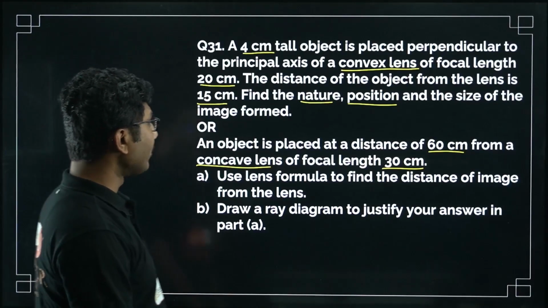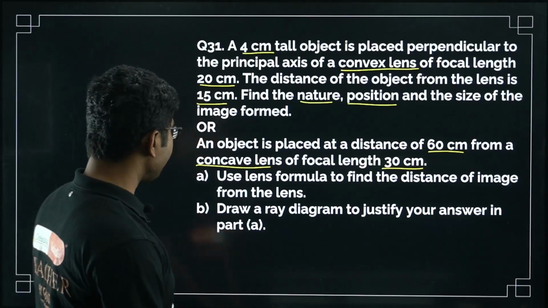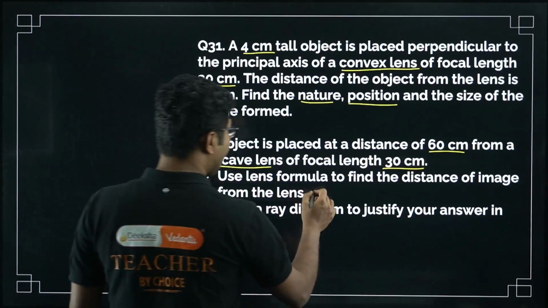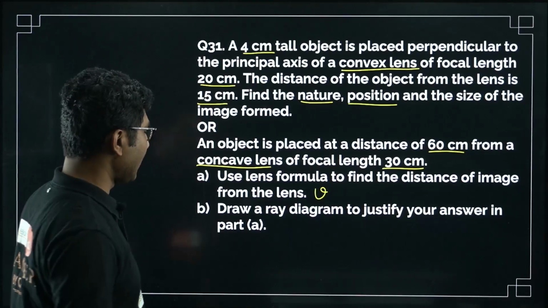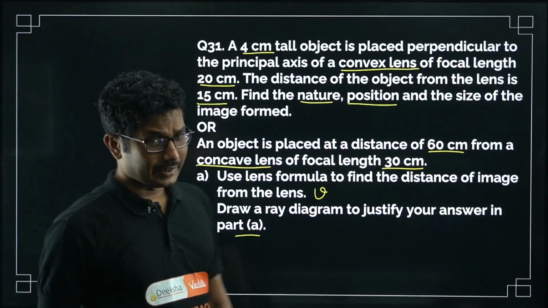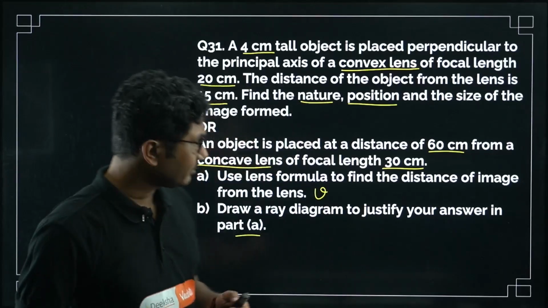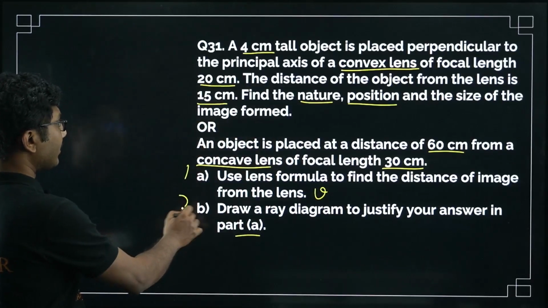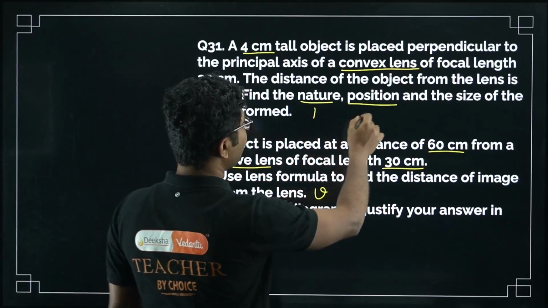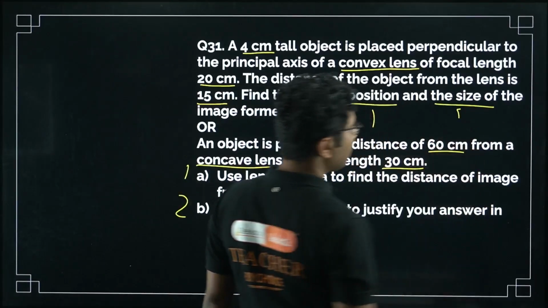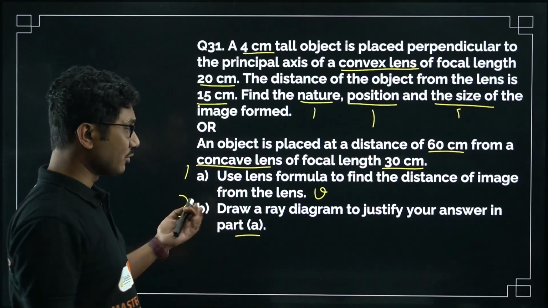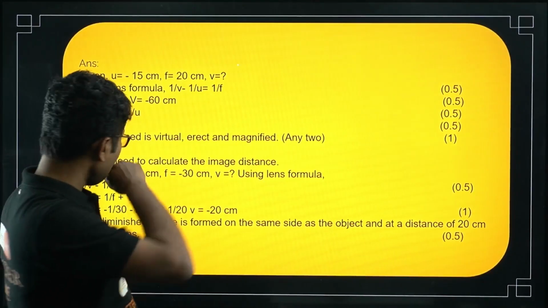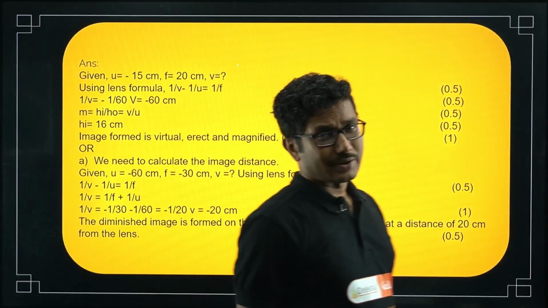Use the lens formula to find the distance of the image from the lens. So basically you have to find v. Draw a ray diagram to justify your answer in part A. So you have to draw the ray diagram as usual. One mark for this, two marks for this. In this case, nature 1, position 1, and size 1. So based on whichever question you choose, you have to answer. Both questions are similar. One is a convex lens, one is a concave lens.